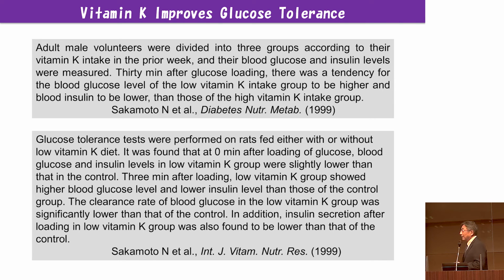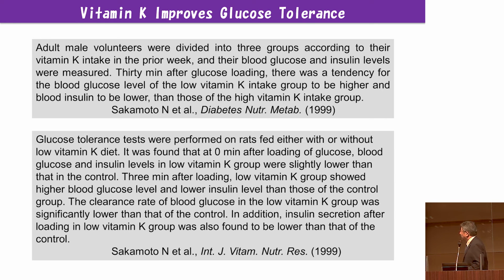All of the previous results were results from experimenting cells. For human and animal studies, the following results were found. Dr. Sakamoto from Hyogo College of Medicine did an experiment more than 20 years ago, where he divided students with various consumption levels of vitamin K into 3 groups, and measured their blood glucose and insulin levels after ingesting a glucose solution. The group with the lowest vitamin K intake were reported to have the tendency to have higher blood glucose levels and lower insulin concentrations.